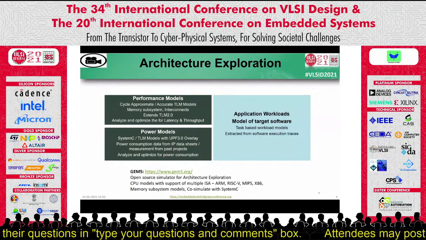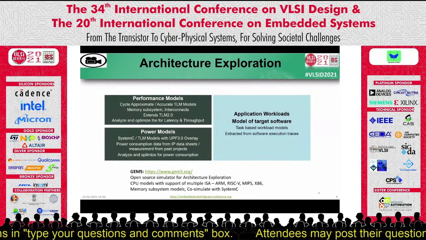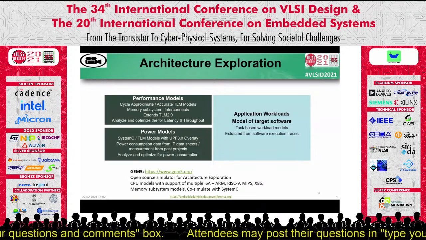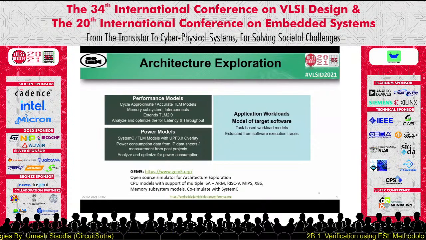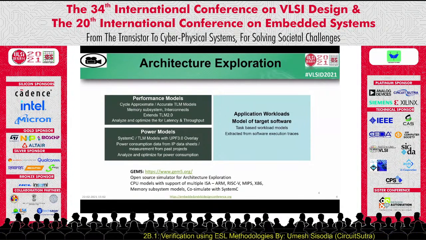There is also an open source framework, gem5, which is used for architecture exploration. This framework already has various CPU models available, and various ISAs like ARM, RISC-V, x86, etc. It also has some reference memory subsystem models available, which can be used as a starting point to develop the model of your specific memory subsystem. gem5 can co-simulate with SystemC, so these can be used together in the flow, and we can use the best of both worlds.